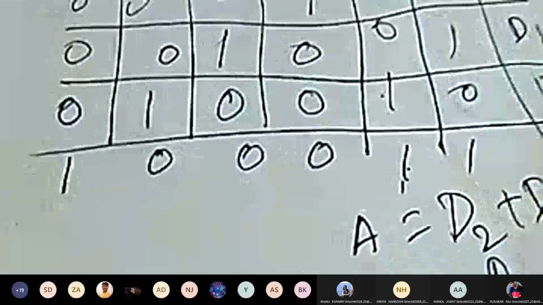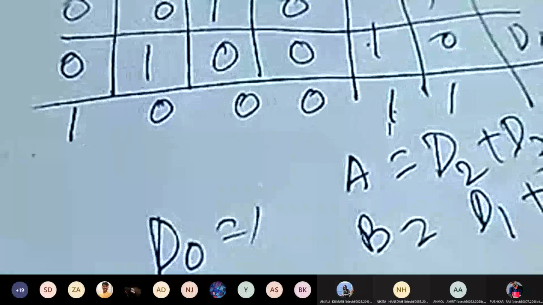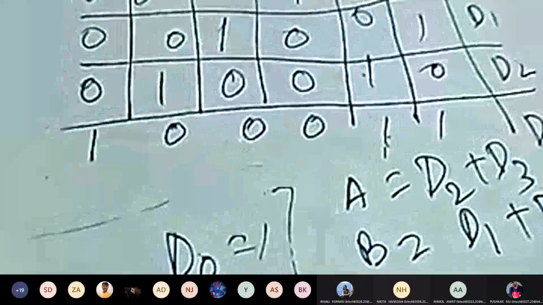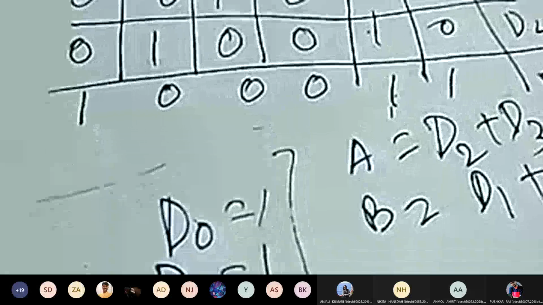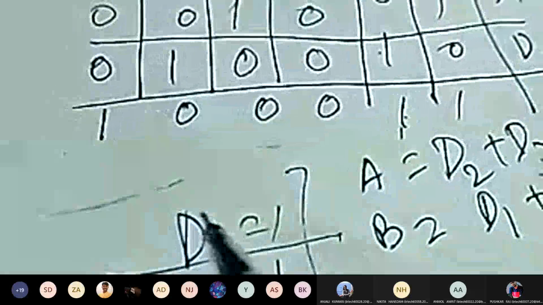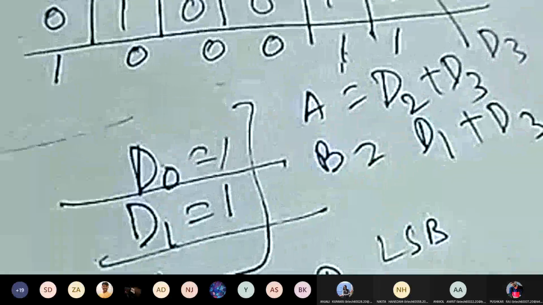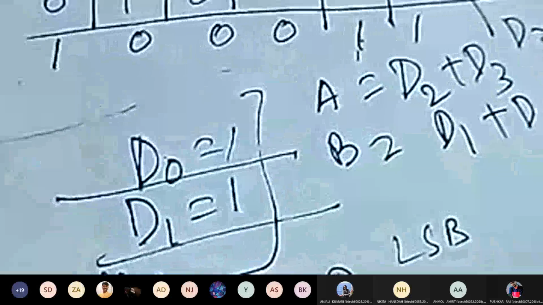So what you are going to do is see which bit is higher. When I'm telling you D0 is also 1 and D1 is also 1, in this case which one is higher? Which bit is higher, D0 or D1? D1, very good. Because we know D0 is your least significant bit, then D1 is coming, then D2, then D3, and that is your most significant bit.